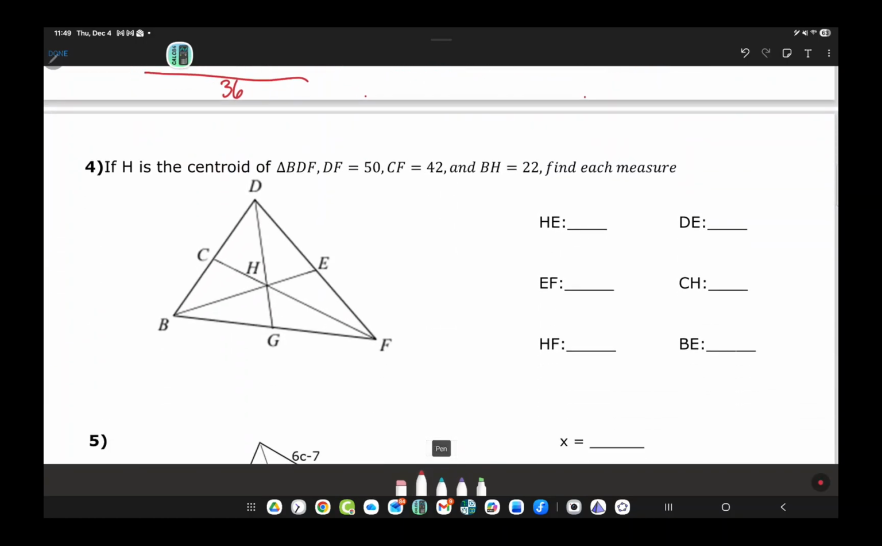H is a centroid. And DF, this whole segment here, is 50. Just based on that, what do I know?